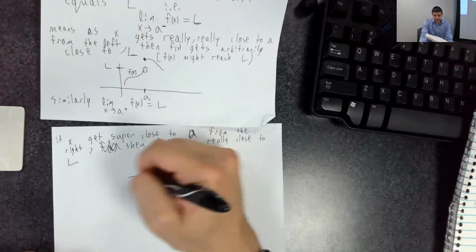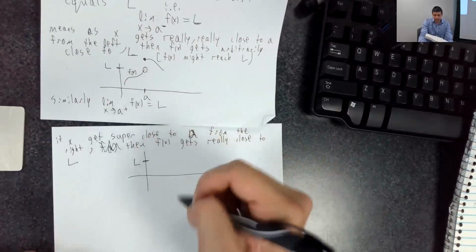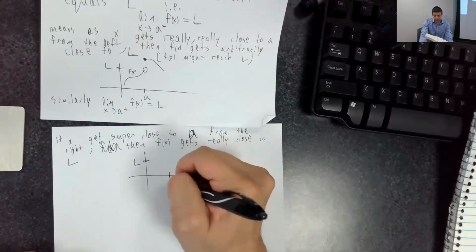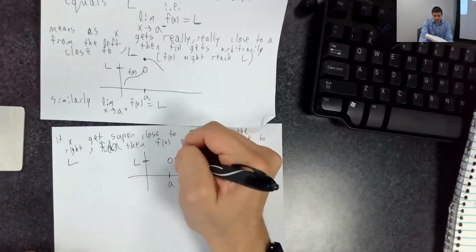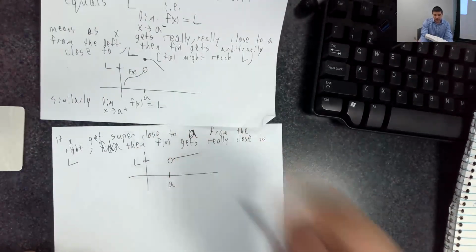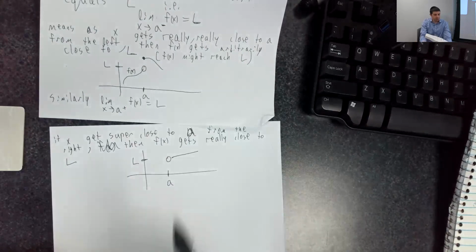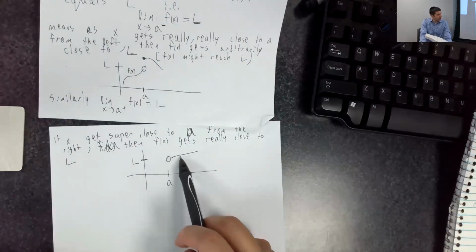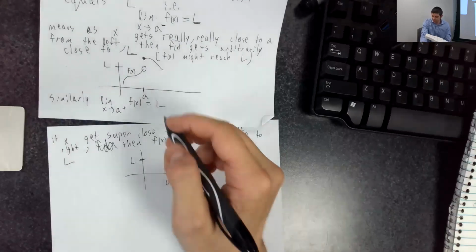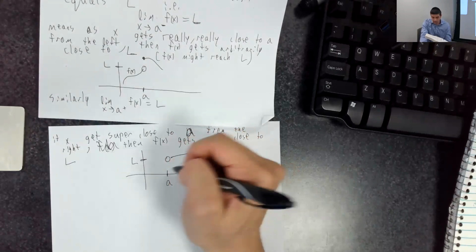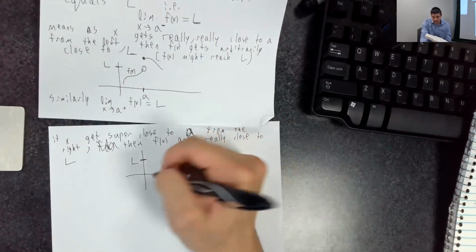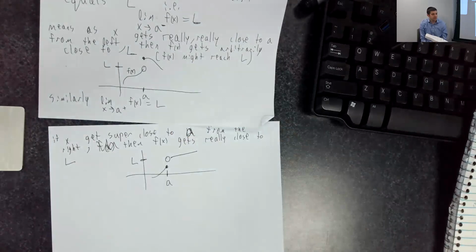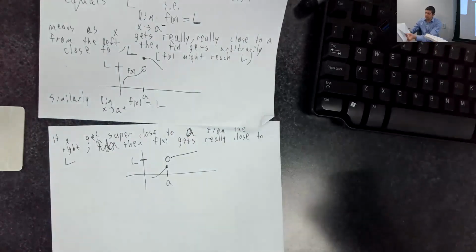So for the right limit, here would be L, the y value, here's a, the x value, and then the y values are getting really close to L from the right. The hiker on the right is getting his y values, his height, very close to L. What it does later doesn't really matter. Okay. But it's predicting what happens on the right.